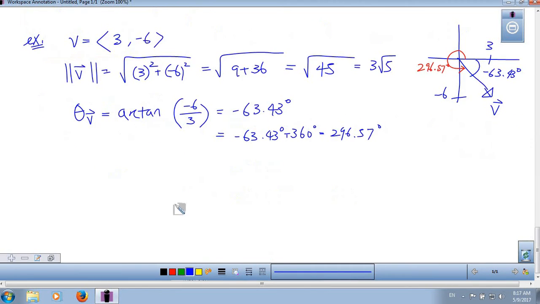Alright, let's try another example where the vector is not in quadrant 1 or quadrant 4. Okay, so let's say, oh, I forgot to put the vector v here.